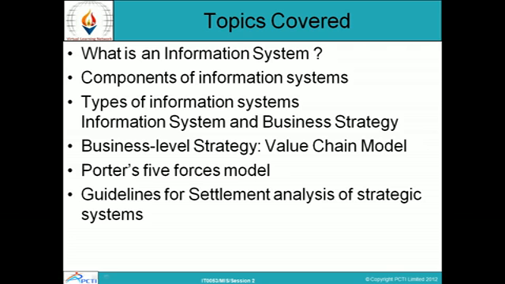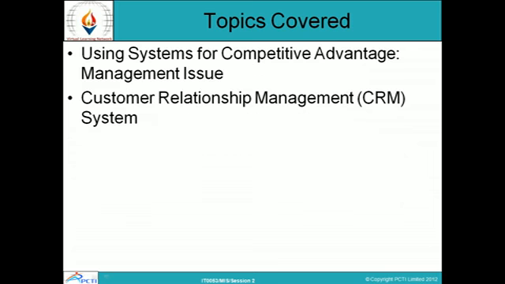Today we are going to cover different topics like what is an information system and the different components of an information system. Types of information system will be part of today's session. Information system and business strategies that can be used during developing the MIS. Business level strategy and value chain model will be discussed. Porter's 5 forces model. Guidelines for the settlement analysis of strategic system will be part of today's session.